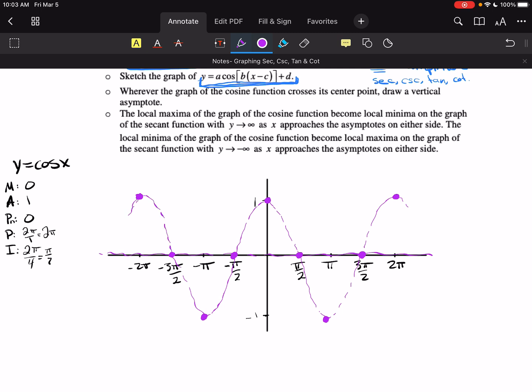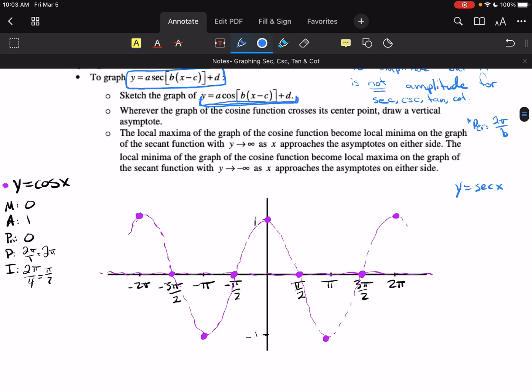All right, so there's cosine of x. Now, let's look at secant. Again, we're still doing MAPI. All of that stuff's going to be the same, right? We still find the period by doing 2 pi over b. We can write that here too if you want to jot that down. It's the same. Period is still 2 pi over b for secant and cosecant.